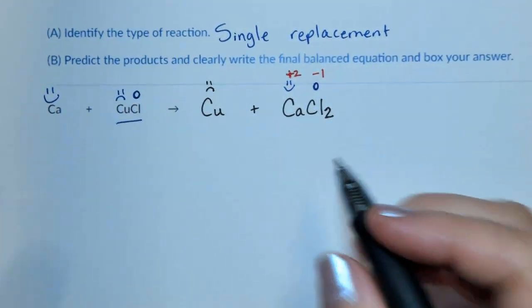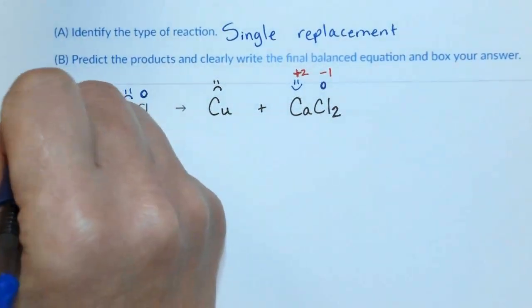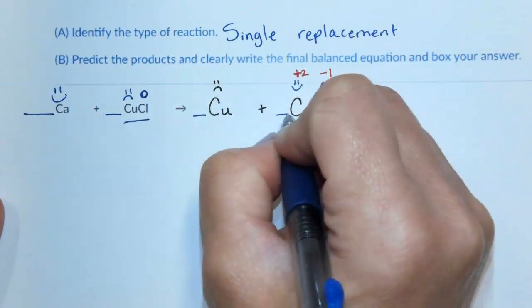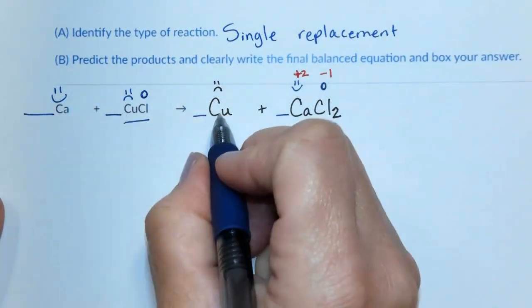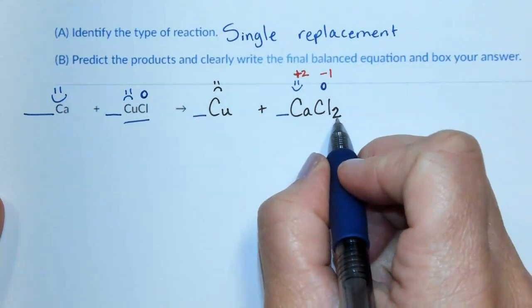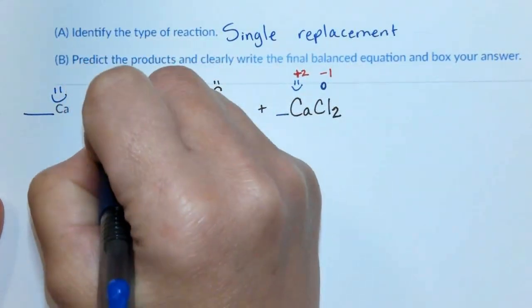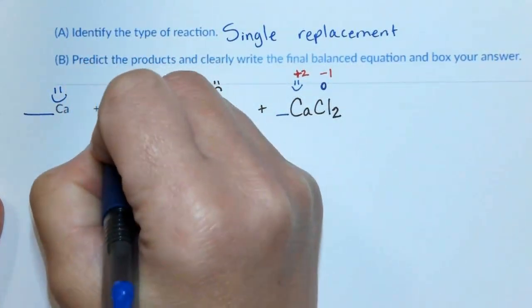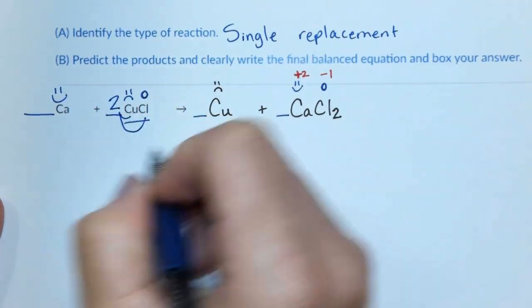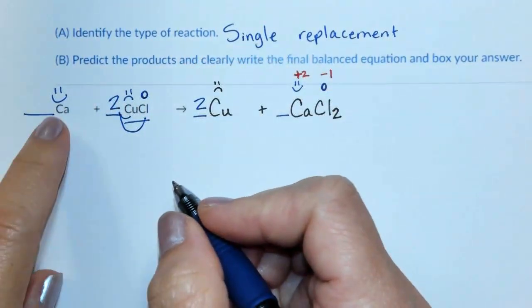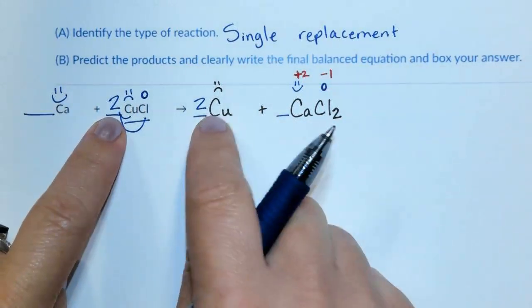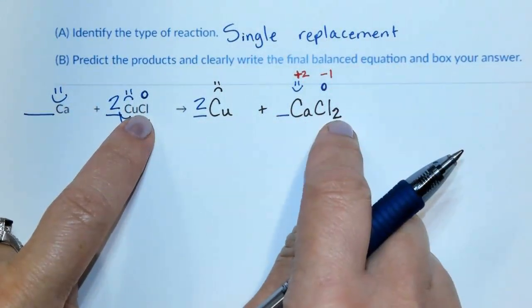And so now we can balance the coefficients of the reaction. 1 calcium, 1 calcium, 1 copper, 1 copper, 1 chlorine, 2 chlorine. So I'm going to put my 2 here. And that has modified my copper. I now have 2 coppers, so we'll put a 2 here. So now we have 1 calcium, 2 copper, 2 copper, 2 chlorine, 2 chlorine.